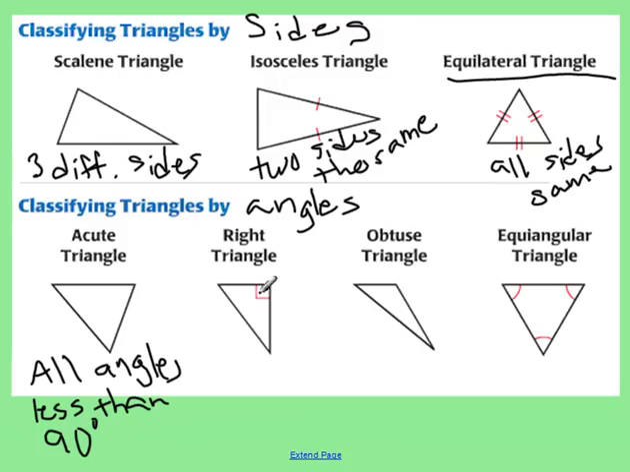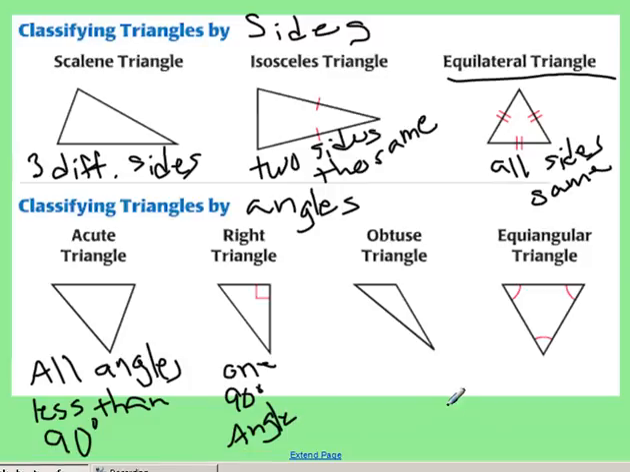A right triangle is a triangle that has one 90-degree angle. It's impossible for it to have any more than one 90-degree angle, because if you tried to make one angle that's 90 degrees and another angle that's 90 degrees, well, that doesn't make a triangle. It's the start of a square, okay? So keep that in mind.